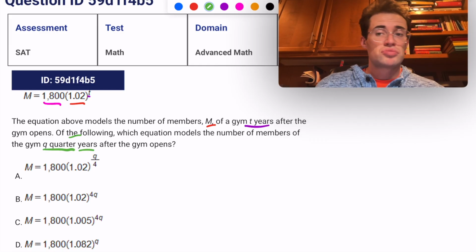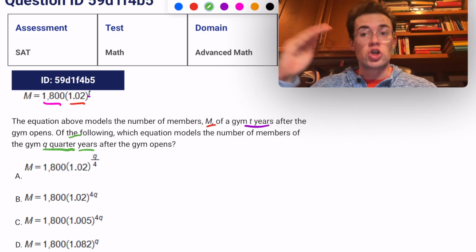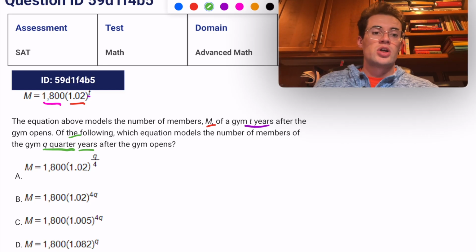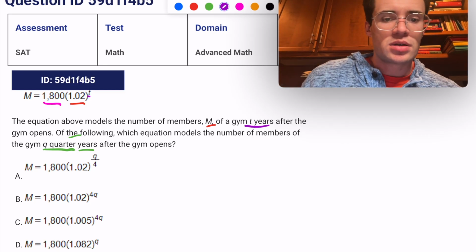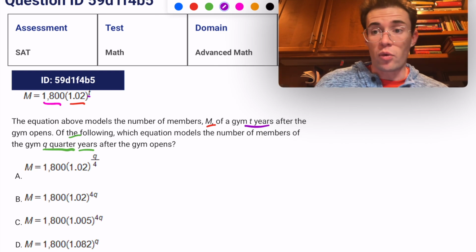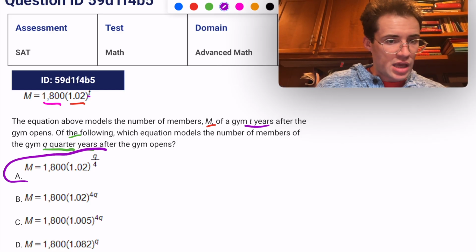Okay, so essentially, if you're multiplying it by 1.02 every year, then for every quarter year, you're not multiplying it by 1.02. It's not growing 2% every quarter. It would take 4 quarters to do that. So essentially what we need to do is divide q by 4. So that when q goes up by 4, that's the same as it going up 1 year. So that would just be option A.